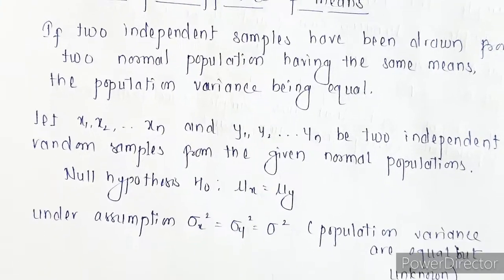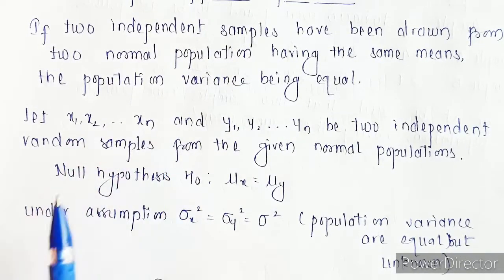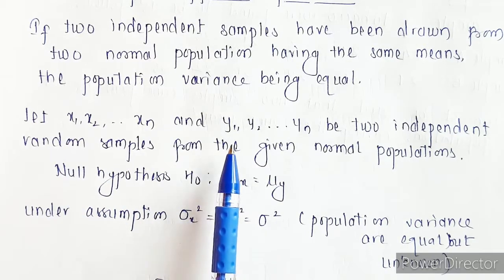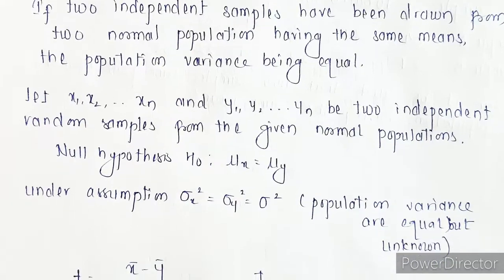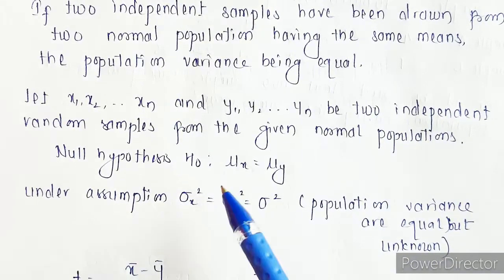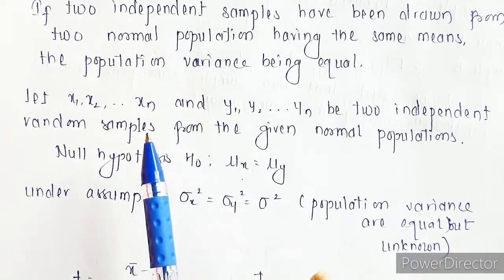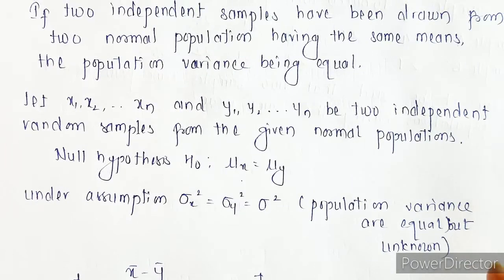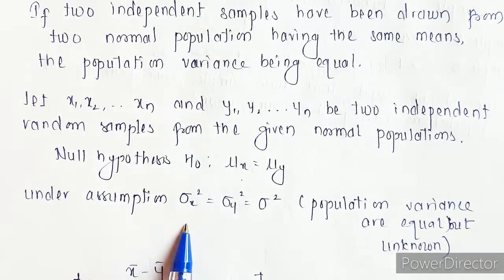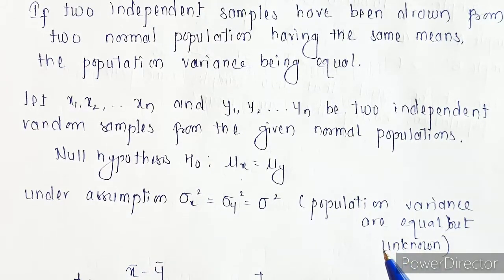In this case, from the first population we are drawing samples x1, x2 till xn, and from the second population we are drawing y1, y2 till yn. Now we have to check that mu x equals mu y, so the population mean of the first one equals the second one. And we are assuming that the variance of the first population equals the variance of the second population.